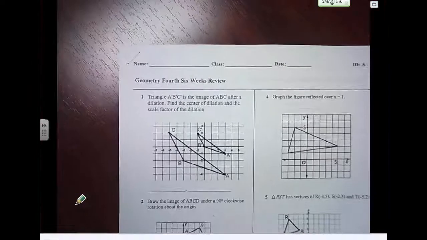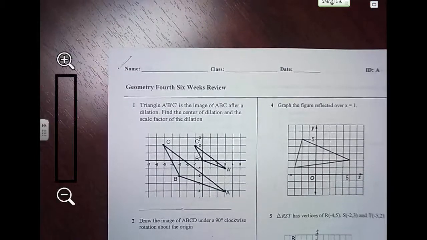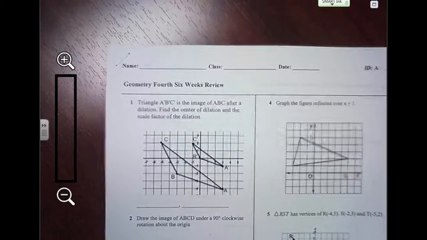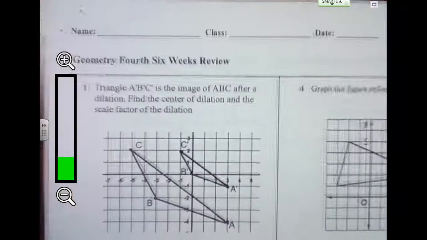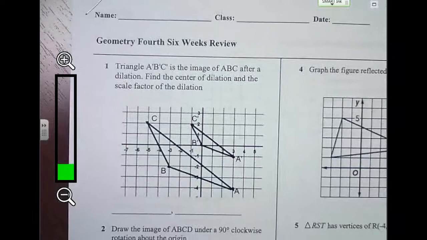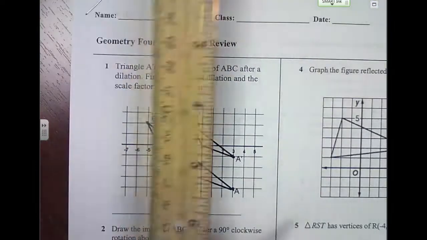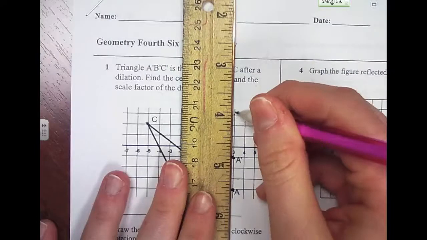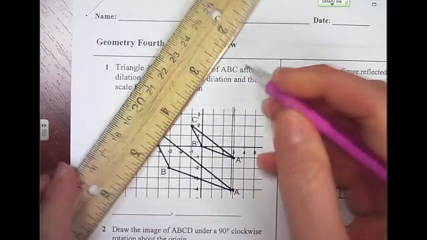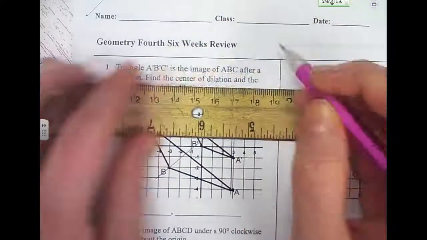Okay, number 1, triangle A prime, B prime, C prime is the image of A, B, C after a dilation. Find the center of dilation and the scale factor. So to find the center of dilation, you're going to take each of the points and connect them. So I connect the A's together, I connect the B's together, and I connect the C's together.